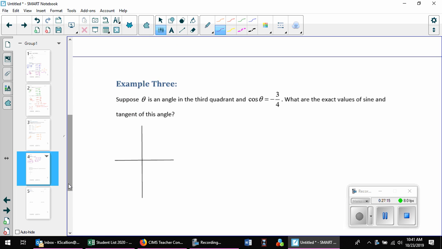Okay, suppose theta is an angle in the third quadrant. And we know, oh, I like giving these questions. These are my favorite questions. We know that cos theta is equal to negative 3 over 4. What are the exact values for sine and tangent of this angle? So again, not asking you to solve for theta, asking you to solve for ratios.